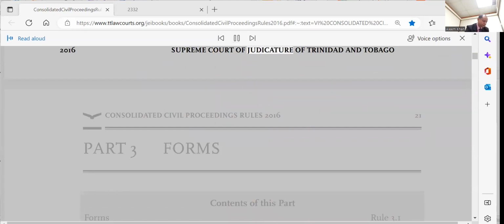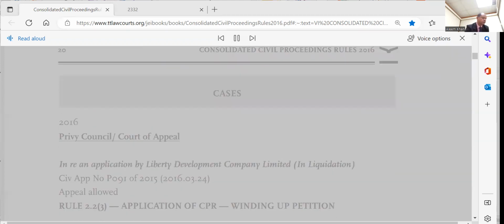2016 Supreme Court of Judicature of Trinidad and Tobago. 20 Consolidated Civil Proceedings Rules 2016. Cases. 2016 Privy Council/Court of Appeal. In re an application by Liberty Development Company Limited, in liquidation, Civ App No P091 of 2015, March 24, 2016, appeal allowed. Rule 2.2, 3, application of CPR, winding up petition.